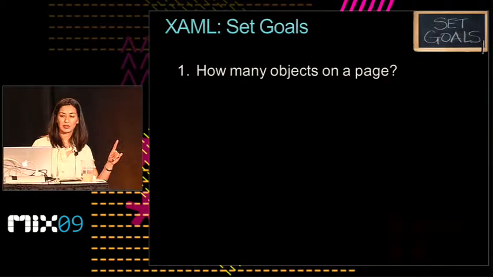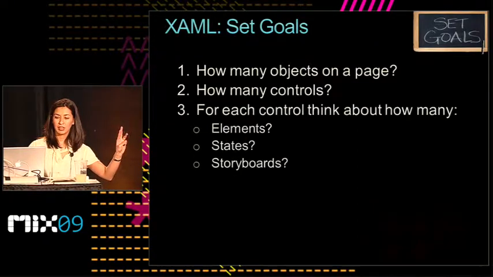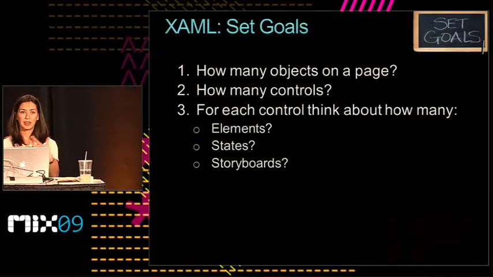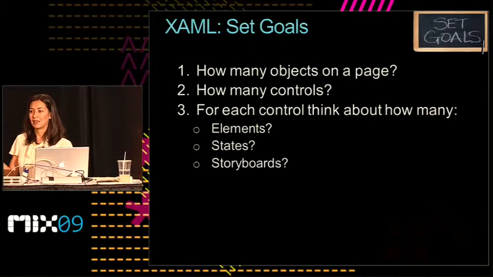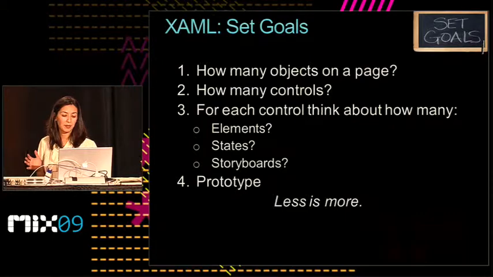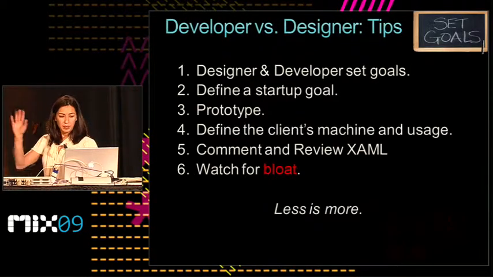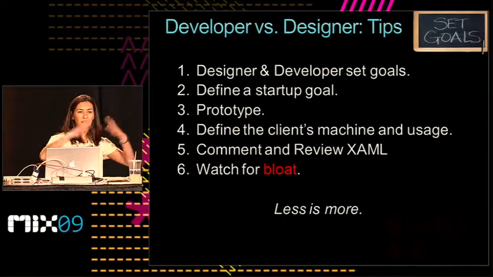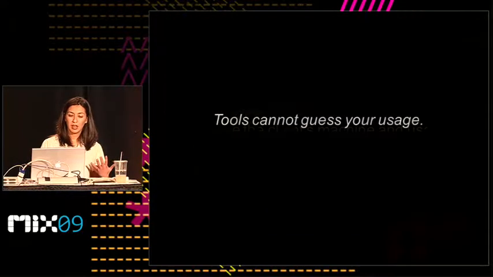The way to set goals is basically how many objects on a page, how many controls, and then think about elements, states, storyboards. You can start prototyping without having written all your custom controls. You immediately know, I'm going to have 100 controls. Let's try it with 100 buttons. And then prototype. Less is more. Karen's going to go through controls later on. But basically, define your startup goal, prototype, and watch for bloat.